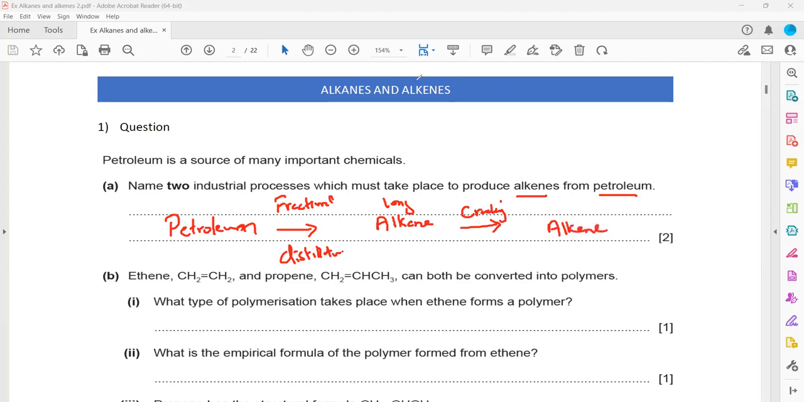So the answer here, the points you have to mention: one, fractional distillation is having a mark, another one, cracking is having a mark. So first, fractional distillation of a crude oil will produce different fractions of alkane, and these long chain fractions or heavy fractions are cracked to produce an alkene.